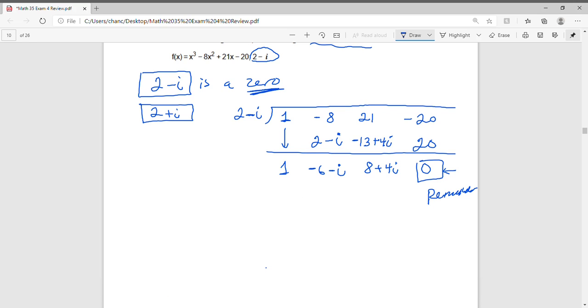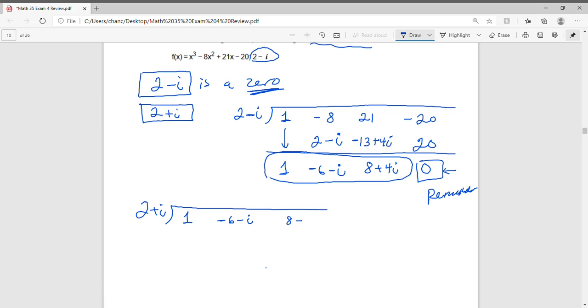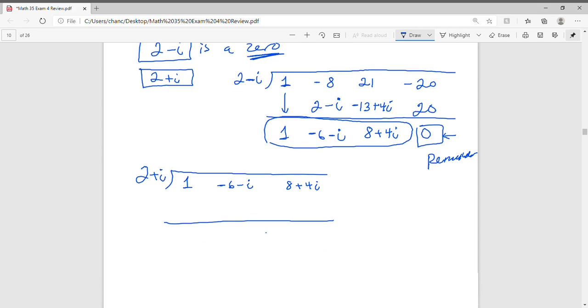Now I can use synthetic division with 2 plus i. We can start with 2 plus i now, and we'll divide it into our factor here. We'll divide it into 1, negative 6 minus i, and 8 plus 4i. So let's use those as our coefficients. We have 1, negative 6 minus i, and then 8 plus 4i. And again, we expect that the remainder should be 0 because we know the conjugate is also a 0. We'll drop down the 1. 1 times 2 plus i, that's 2 plus i.